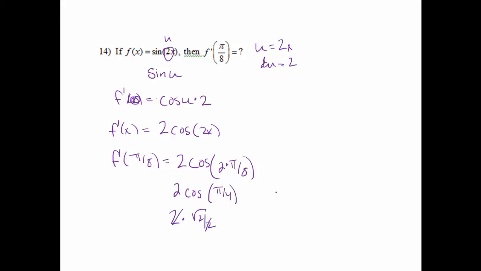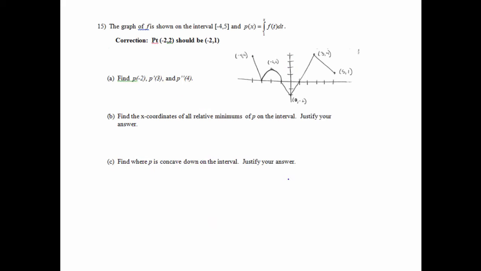The 2's are going to cancel, so I am just going to be left with the square root of 2. Okay, number 15, the graph of f is shown on the interval from negative 4 to 5, and it tells you that p of x is equal to the integral of f, and this is a picture of f. And it tells us to find p of negative 2, p prime of 3, p double prime of 4.